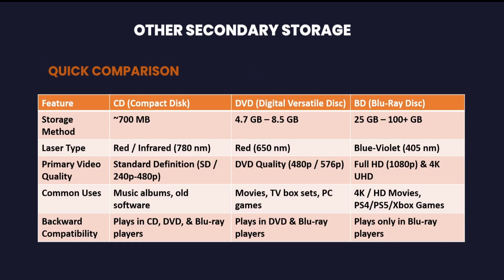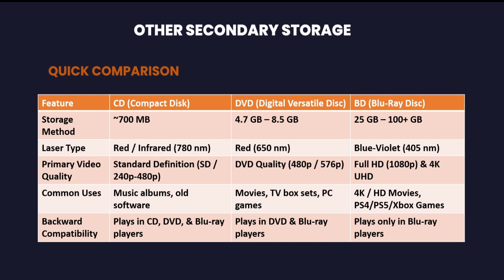Quick comparison between CD, DVD, and BD. You should know the full form. CD is compact disc, DVD is digital versatile disc, and BD is Blu-ray disc. Storage capacity: BD is the highest, it can store from 25 GB to 100 plus GB. Compact disc is very small, around 700 MB, and DVD is around 4.7 to 8.5 GB.